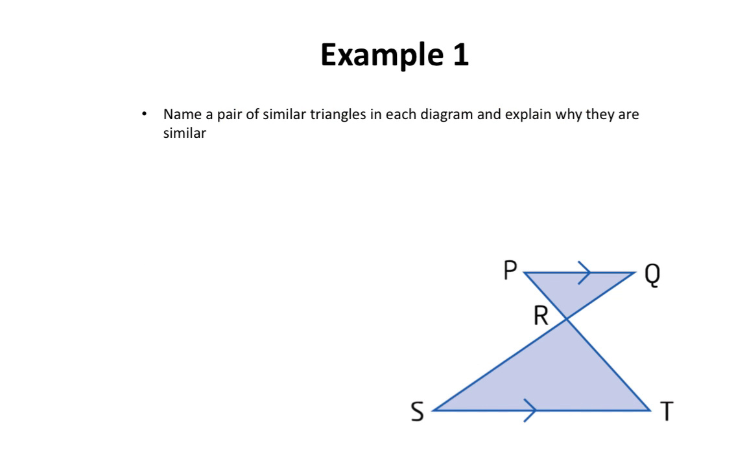In our first example, we want to name a pair of similar triangles in each diagram and explain why they are similar. As you can see, we have two triangles in this diagram. We need to prove that they are similar or not similar. To do that, you either have to prove that the corresponding angles are equal or that the ratio of corresponding sides are equal. But since we do not have any side lengths, that means we're going to have to use their angles. So first, let's organize ourselves.